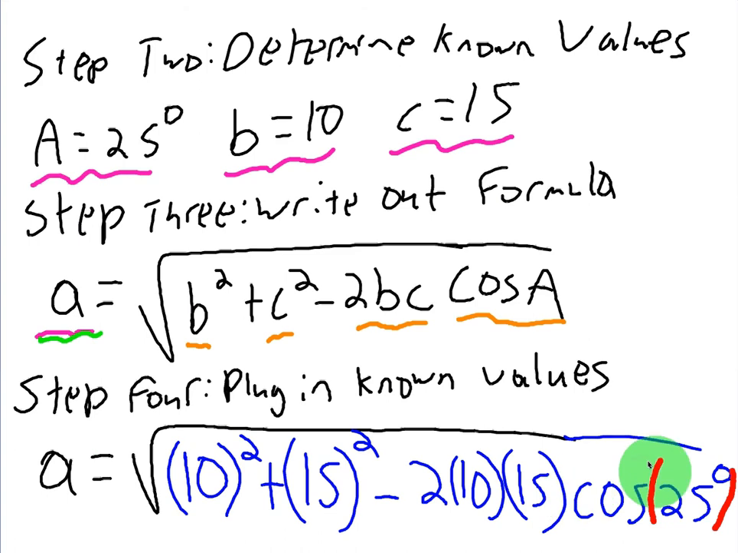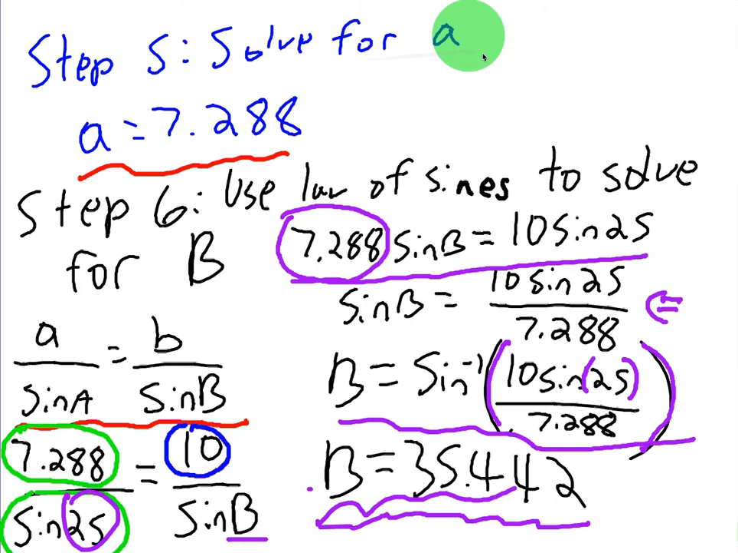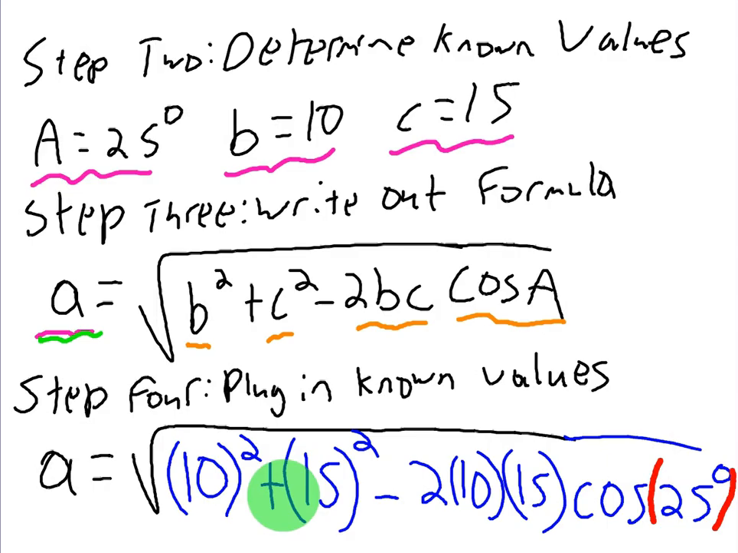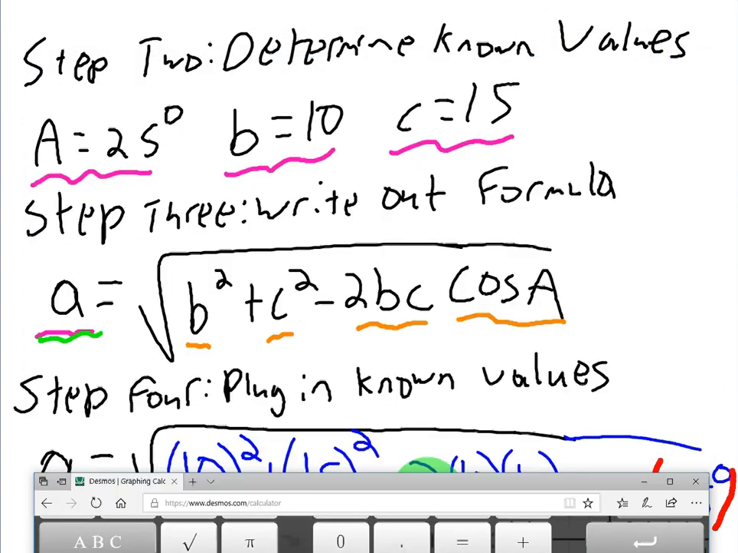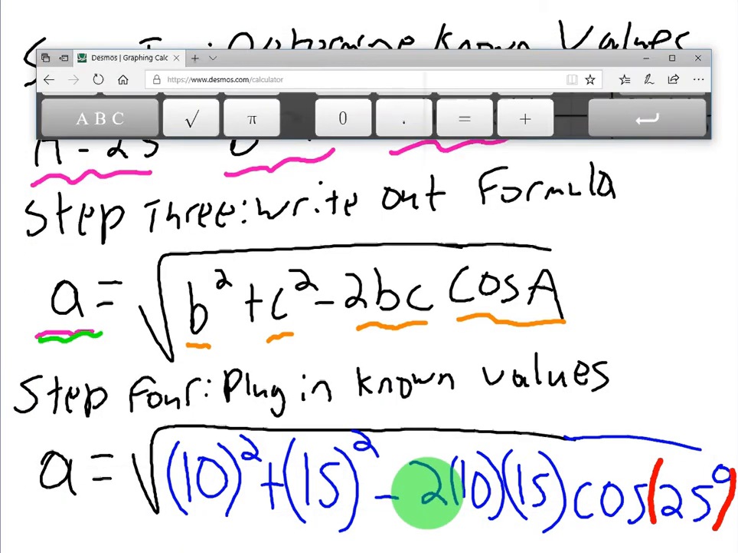All right, so that's what happens when we plug it in. We will solve for little a. We will get this, and I'll show you how to plug this into your calculator. So give me 1 second, and I will bring that up. So the first thing we need is the square root. So I'm just going to hit the square root button down here. And it's going to be 10 squared plus 15 squared.